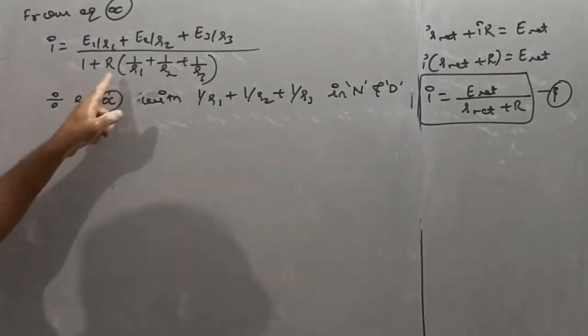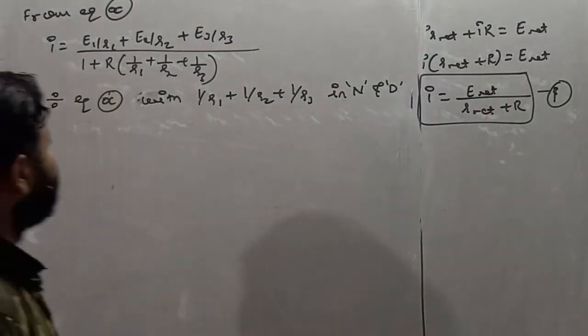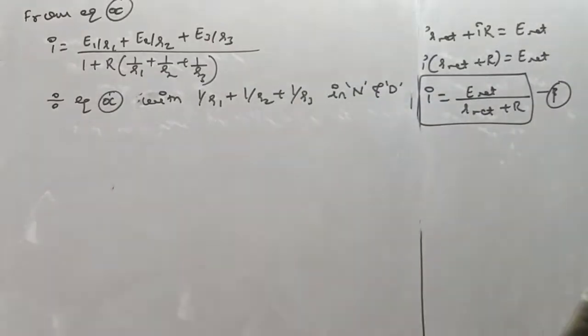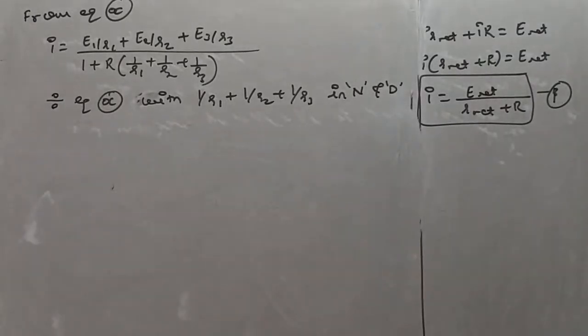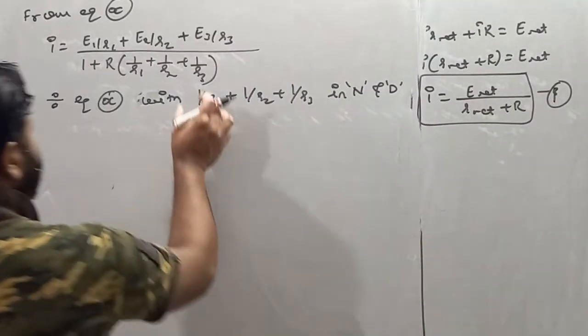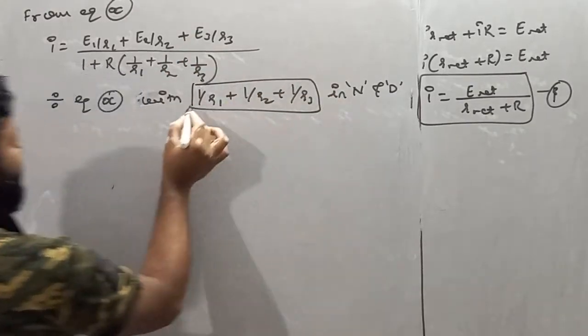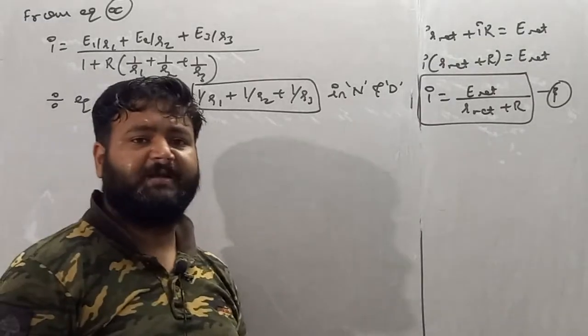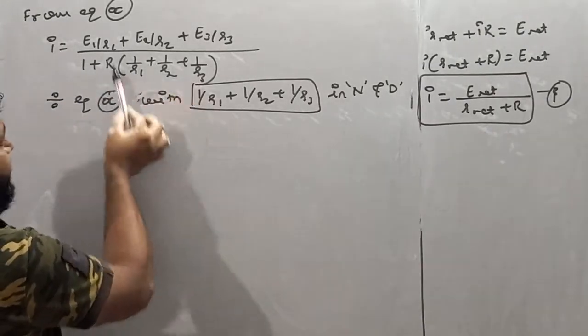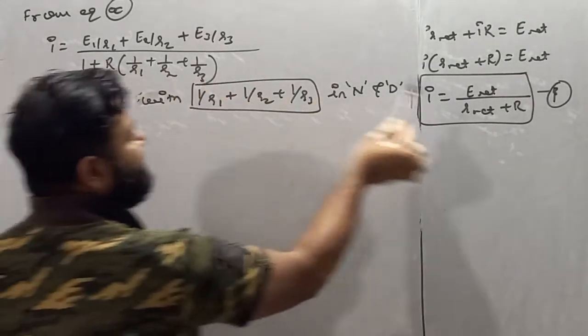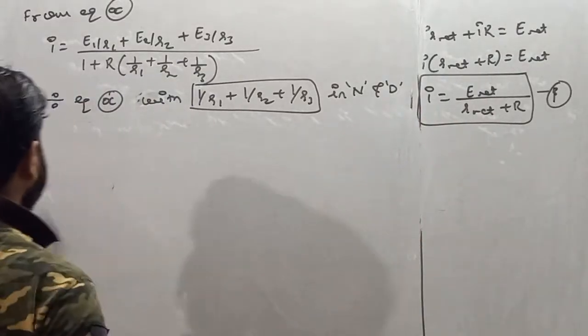Now see, my dear student, this is our equation alpha. It is E1 by R1 plus E2 by R2 plus E3 by R3 divided by 1 plus R, 1 by R1 plus 1 by R2 plus 1 by R3. Now we have to divide numerator and denominator by this term, 1 by R1 plus 1 by R2 plus 1 by R3, so that this R becomes free. Then we'll compare this equation and this equation. So let's check it out.